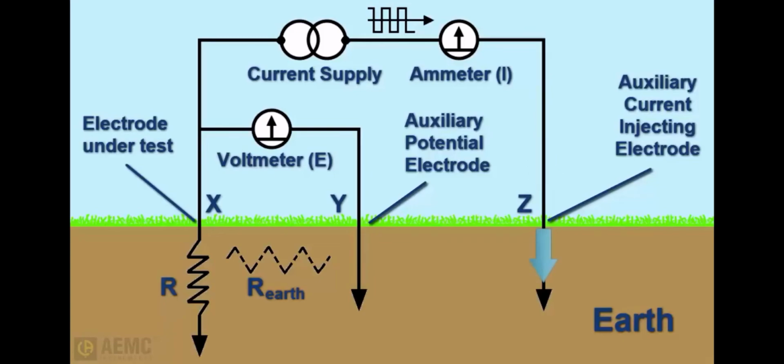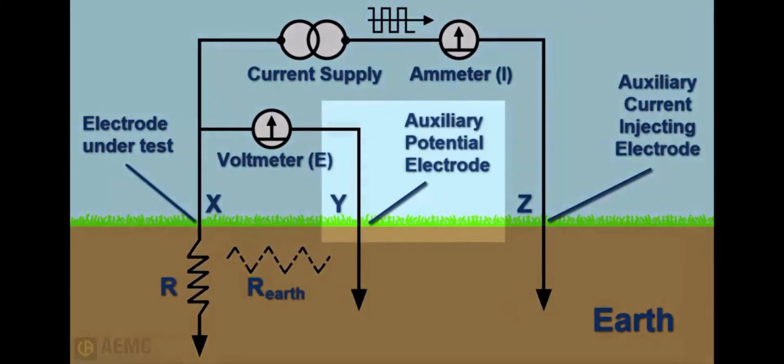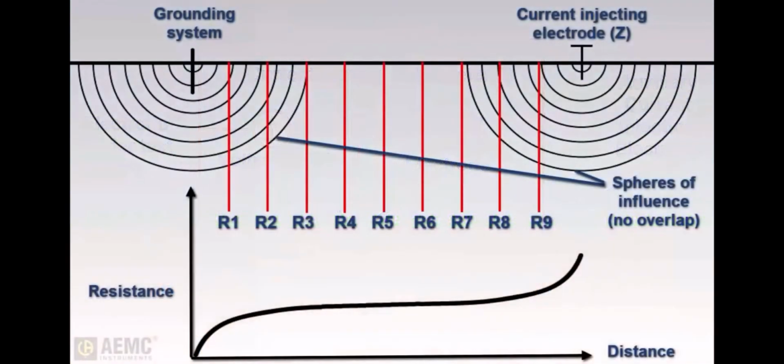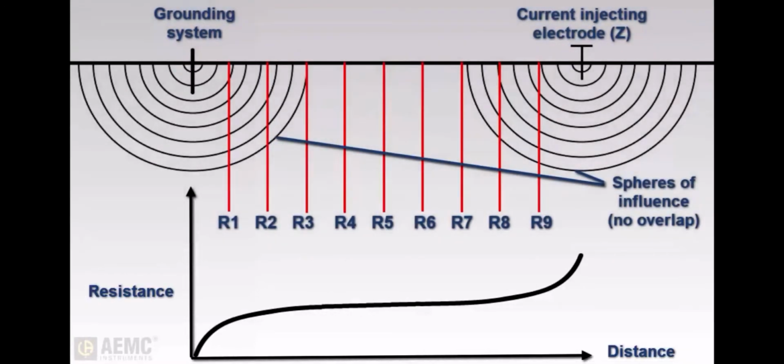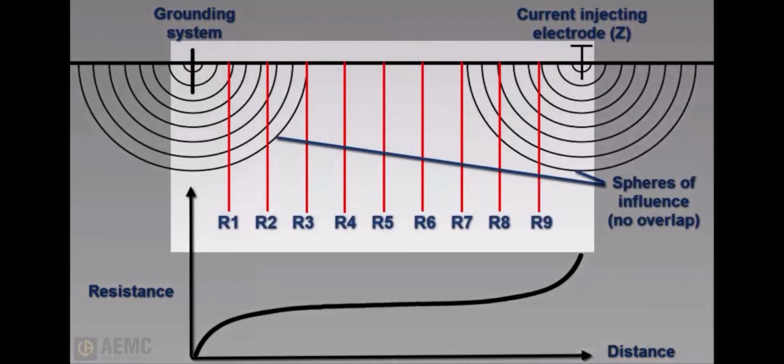Current flows into the earth through auxiliary electrode Z and returns to its source through the rod under test. A voltage drop is developed between these points and is measured by the Y auxiliary electrode. By positioning the Y electrode at a number of different points between the rod under test and the Z electrode, measurements can be plotted and a characteristic curve becomes evident. In a full fall of potential test, this involves taking a measurement at every 10% increment of the distance between the rod under test and Z.